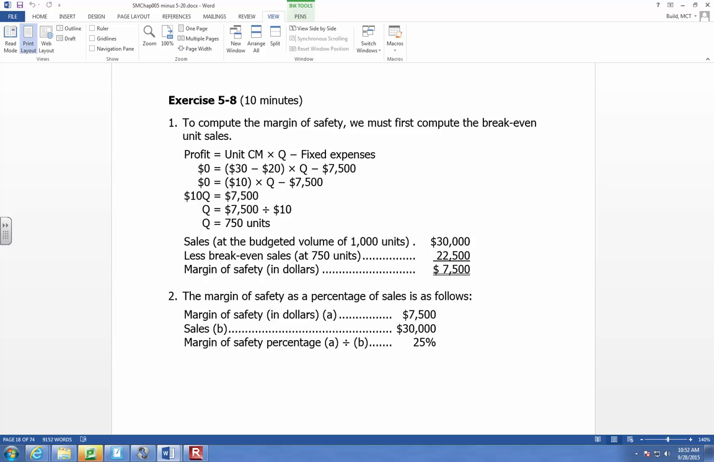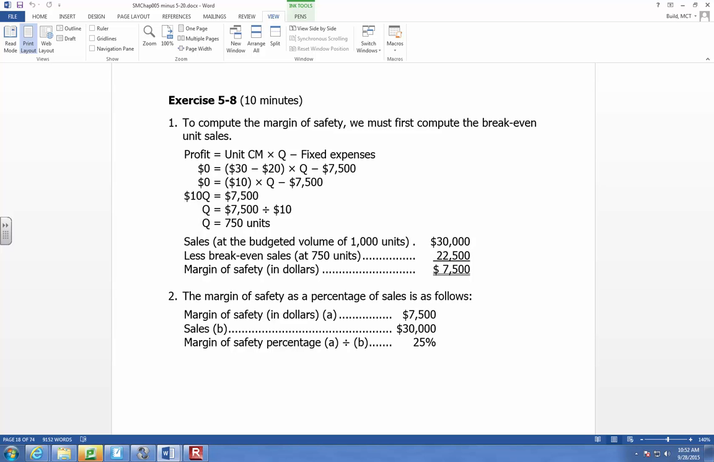And they're asking us here, hint, one way to find the missing amounts would be to prepare a contribution format income statement for each one, enter the known data, and then compute the missing items. Is that how you guys did it? You set up the actual CM statement and then solve for X? Okay, how did you do it?